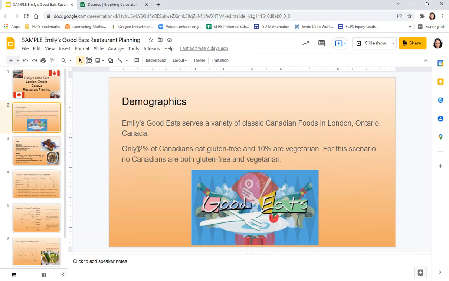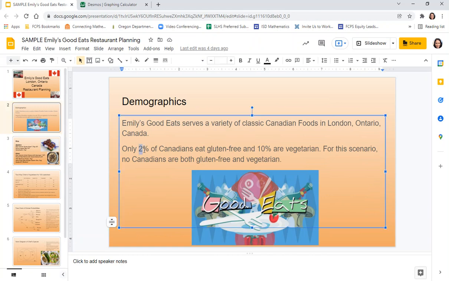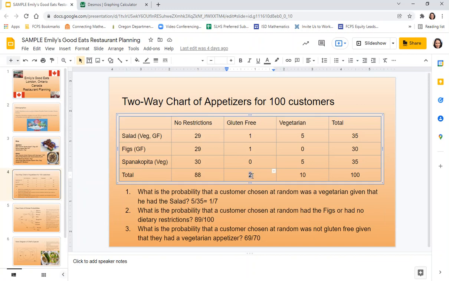So in my case, the Canadians, 2% of them were gluten-free and 10% were vegetarian. So 2% of 100 people is 2 people. And 10% of 100 people is 10 people. So the next thing I did was I filled in that there were 2 gluten-free customers and that there were 10 vegetarian customers. Remember that your demographics are different and those will be outlined on your first worksheet. So I had 12 customers already taken care of, which means that there were 88 customers with no restrictions.